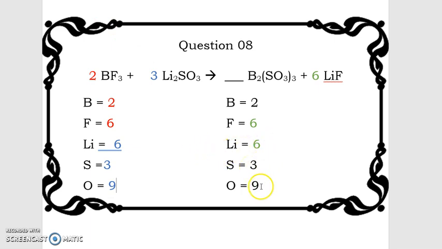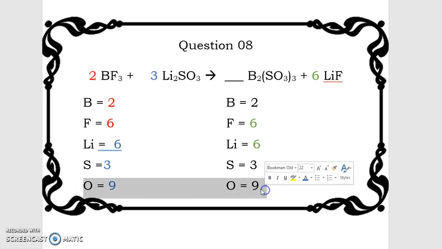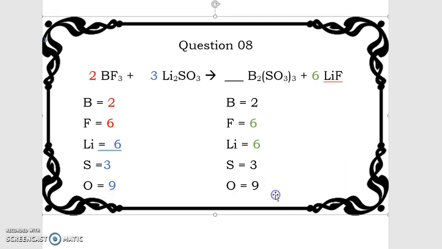This just gives me the atoms remaining. I changed this sulfur to 3. I have 3 sulfur on the product side. Let's change oxygen to 9, and I have 9 oxygen on the product side as well. So our equation is balanced now.